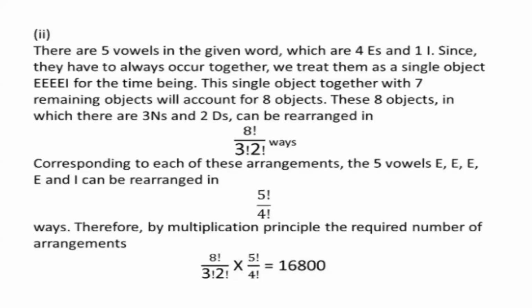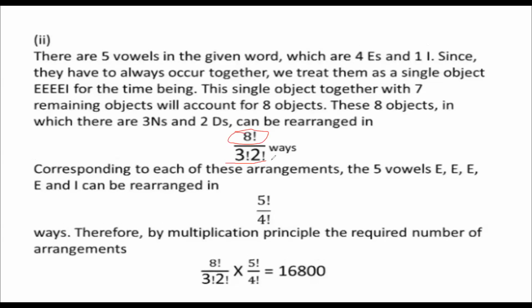So those can be arranged in 8 factorial over, let me go back here. Yeah, that's this here. 8 factorial over 3 factorial by 2 factorial, right? So you write that down, right?